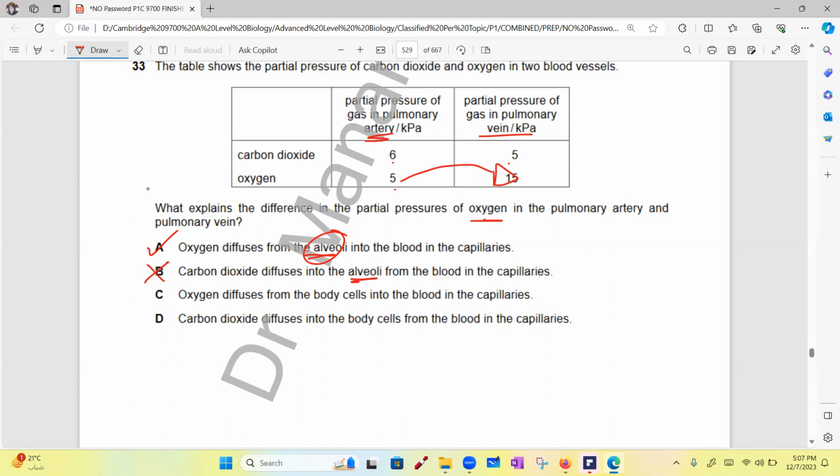I exhale CO2. Oxygen, does it diffuse from the body cells to the capillaries? No. No, in the opposite, the capillaries give the cells oxygen after I take it from the lungs. Carbon dioxide diffuses into the body cells from the blood in the capillaries. From the blood or from the cells? Not from the blood, from the cells. It comes out of the cells, yes. So the answer has to be A. Okay.